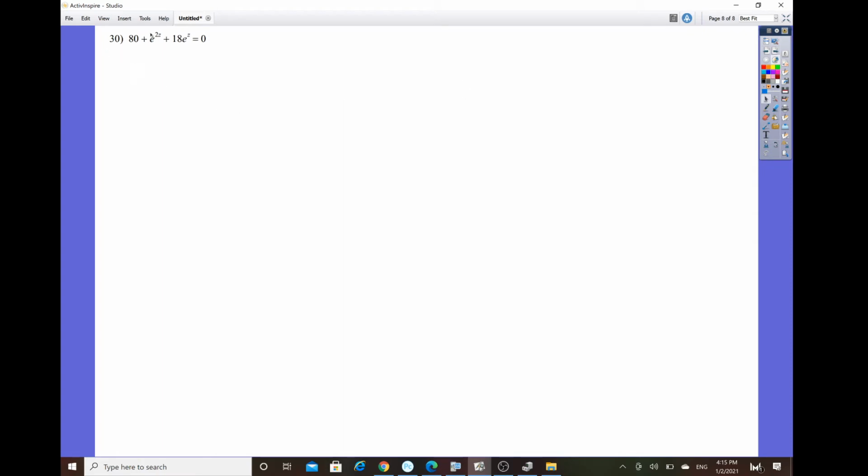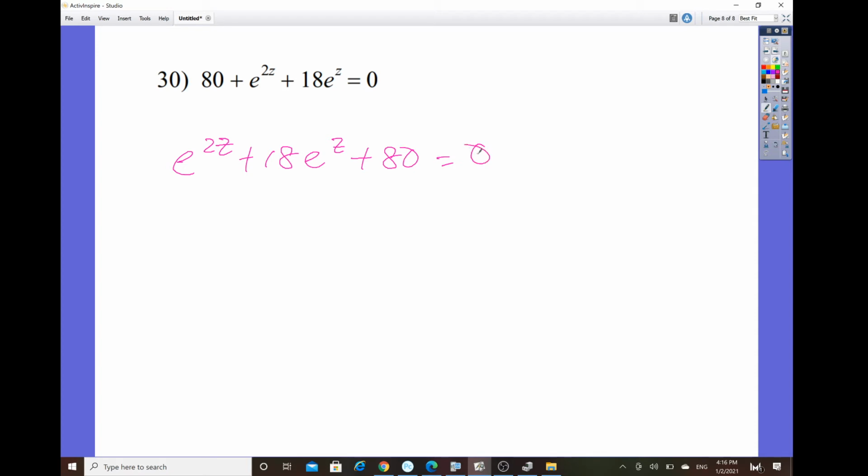now anytime that you see something like base e to the power, the first thing that you're probably thinking about is the way to rewrite it from the highest power to the least. So started off with e to the power of 2z plus 18 e to the power of z plus 80. So what I'm doing here, I'm just swapping the terms around. So one thing you guys notice that e to the power of z, we can always set that as the variable. Let's say that's x.